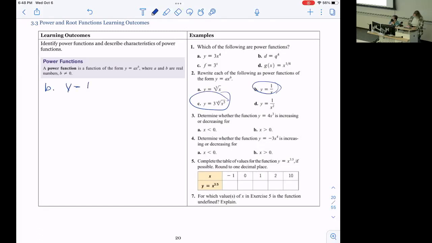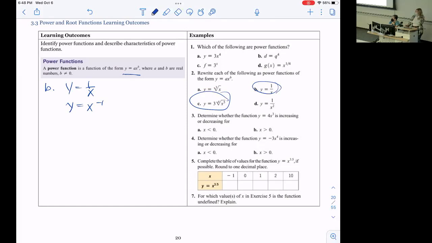So we're given y equals 1 over x. Let me write that. We can rewrite this as y equals x to the negative 1. And since that follows y equals a times x to the b, it is a power function.